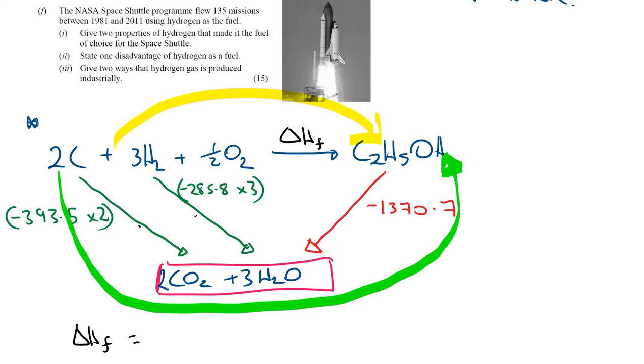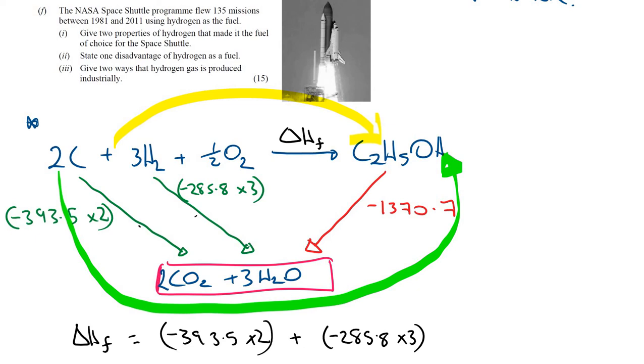So it's going to be minus 393.5 times 2 plus minus 285.8 by 3.